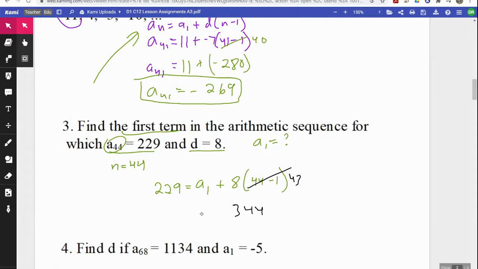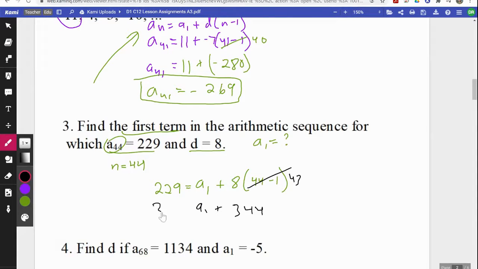And then our last step is just to solve for a sub 1. So since 344 is being added, we'd subtract 344. And so that's -115 equals a sub 1. So -115 is what our starting term would be if our common difference was 8 and our 44th term was 229.